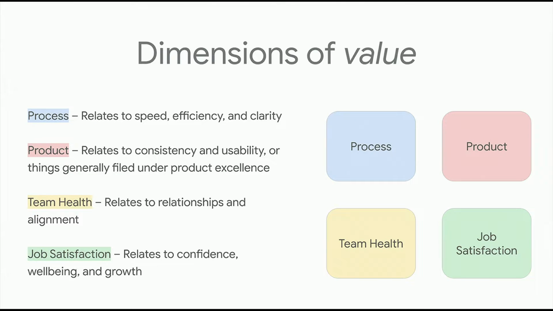One of those new dimensions is team health, or how a system relates to relationships and alignment. And for instance, one of our research participants told us that after adopting material design, teams spent less time churning and debating decisions, which made team interactions just feel more pleasant. And the final dimension of value is job satisfaction, or how that system relates to things like confidence, well-being, and personal growth.